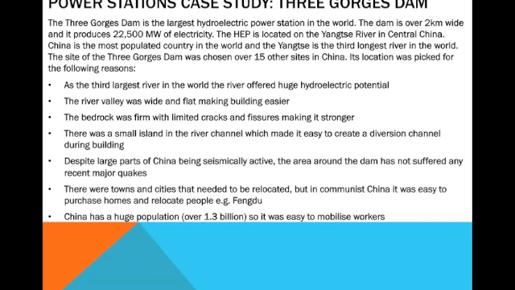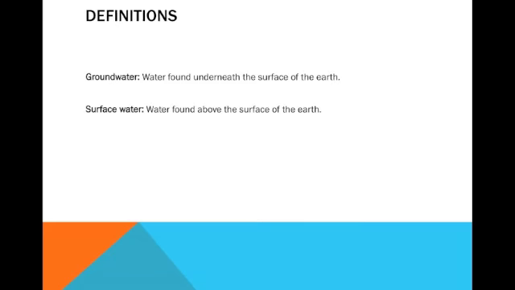recent major quakes. However, there were some towns and cities that were very close to this valley and needed to be relocated and resettled somewhere else. But in communist China, this was extremely easy. So, the government relocated people to places like Fengdu, which is another place-specific reference. China also has a huge population of over 1.3 billion people, so it was extremely easy to find workers to help build the station.